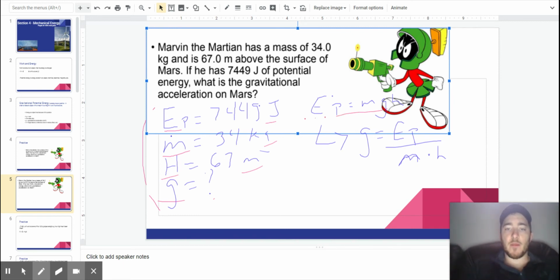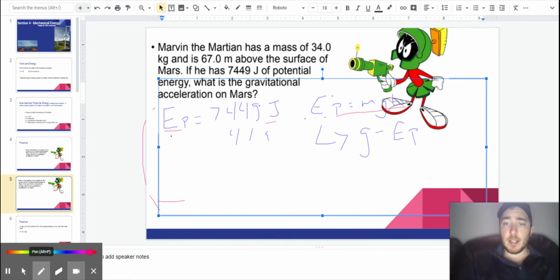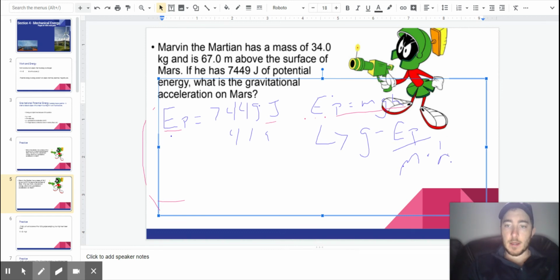Then I wrote down the formula for potential energy. It's not that neat, but potential energy equals mass times gravity times height. And then down below, I wrote the rearrangement. So gravity equals EP over mass times height. Okay, so then you just factor in your numbers after you're done that.